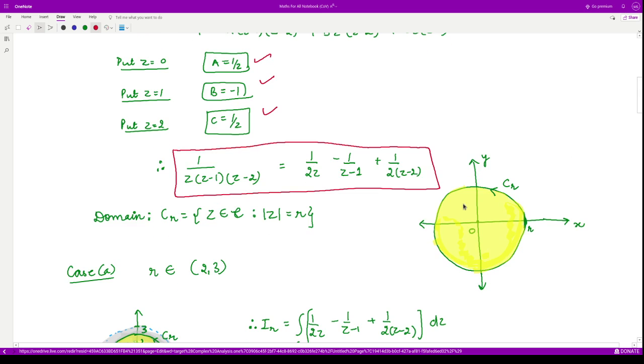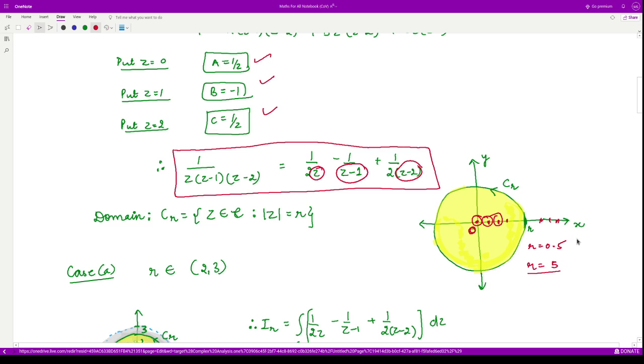The region I have told you, this yellow portion, is our region where we have to perform the integration. Here we should note that Z is equal to 0 is a point of difficulty, Z is equal to 1 is a point of difficulty, and Z is equal to 2 is a point of difficulty. You have to check whether the points 0, 1 or 2 lie inside this region or outside this region. If your R is equal to 0.5, only 0 lies inside this region, and if your R is equal to say 5, then your points 0, 1 and 2 all lie inside your region.